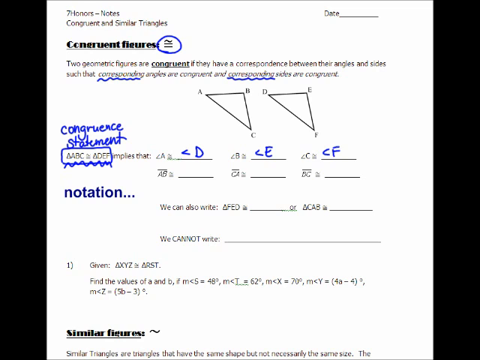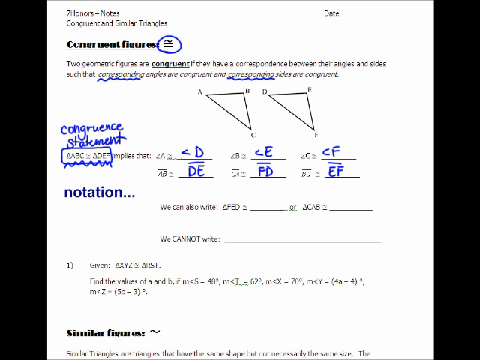So AB in that case would have to be congruent to DE. AB could not be congruent to any other segment there. CA, now think about that one. What would that have to be congruent to? What does it match up with? The only answer is FD. And then BC was congruent to EF.